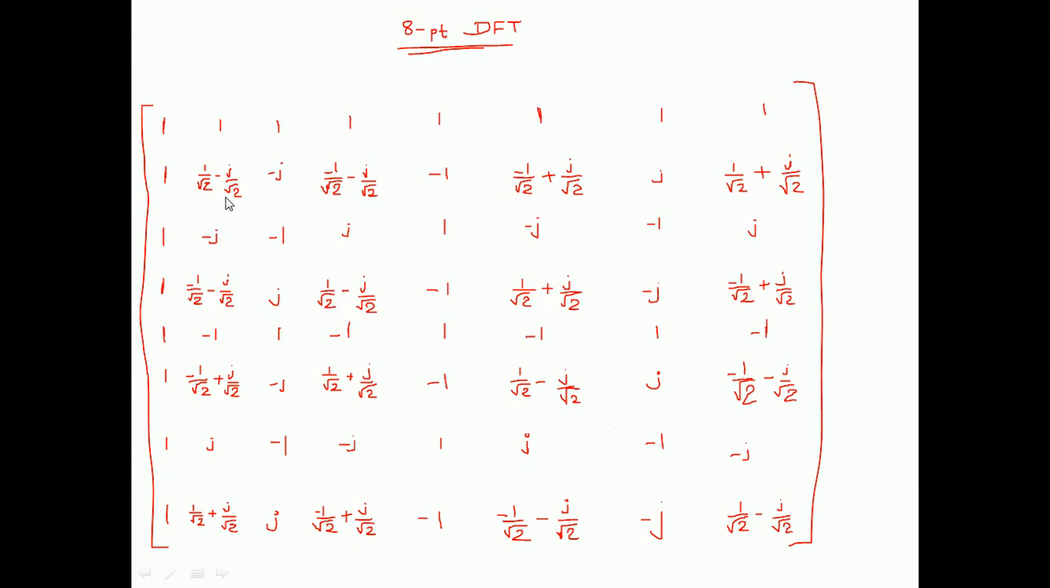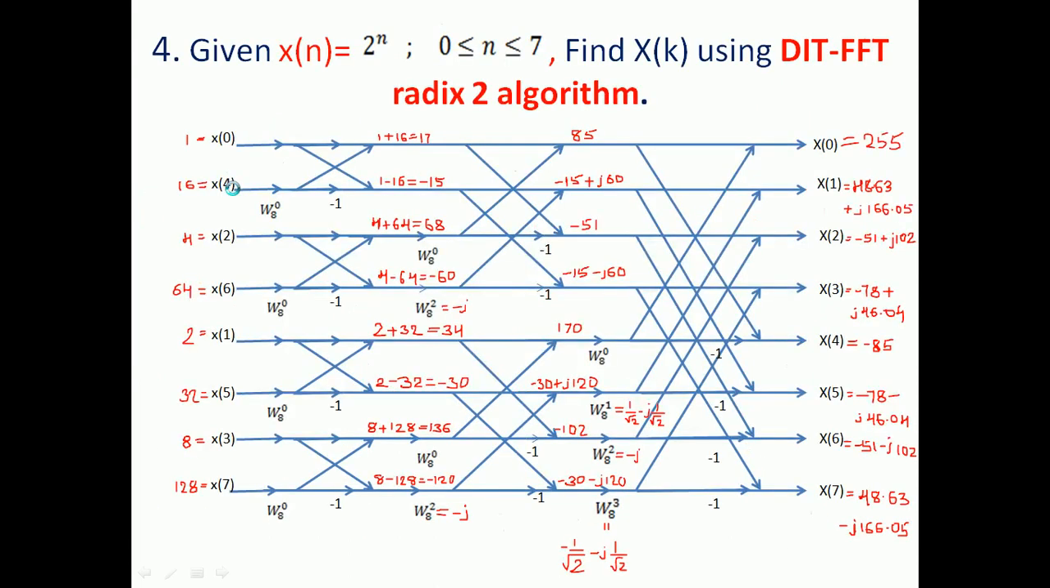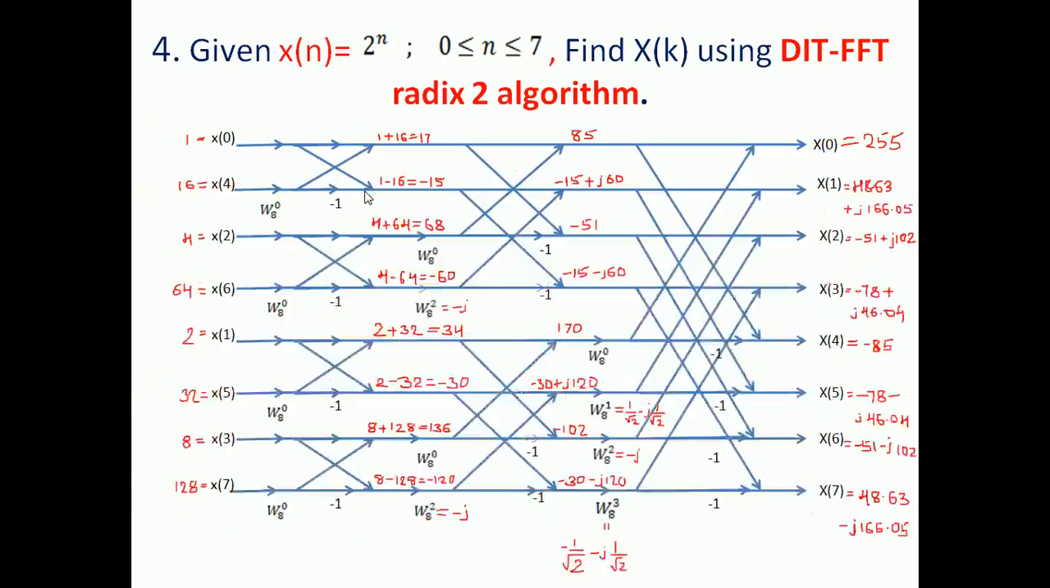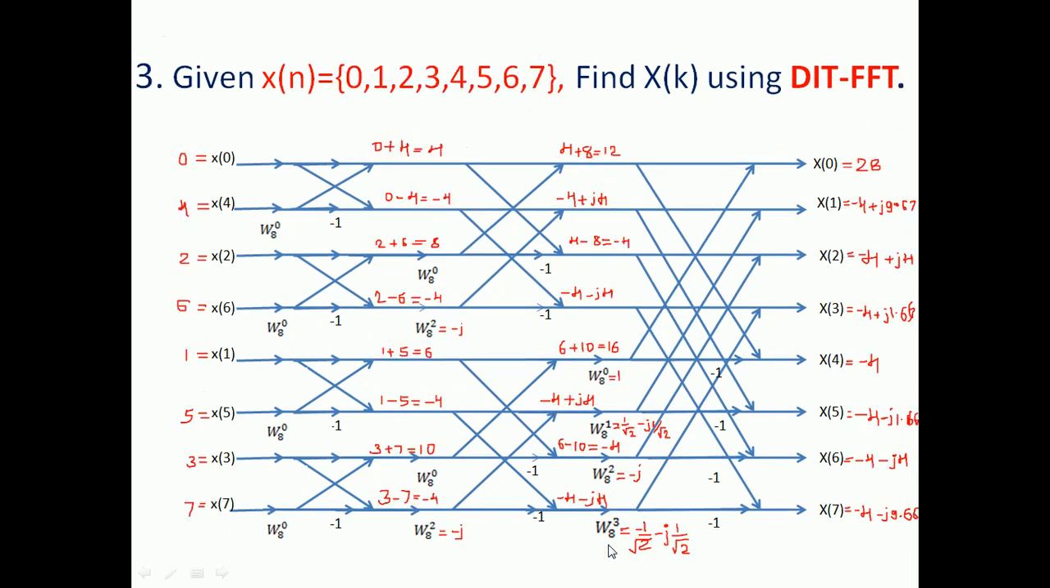Similarly here omega 8 raised to 0 is 1, omega 8 raised to 1 is according to this diagram 1 upon root 2 minus j upon root 2. Omega 8 raised to 2 is omega 4 raised to 1 only, so it is minus j. Next omega 8 raised to 3 in this equation is given by minus 1 upon root 2 minus j upon root 2. Can you see this? After writing this equation, let's start with the computation.